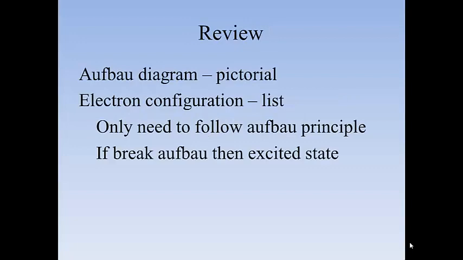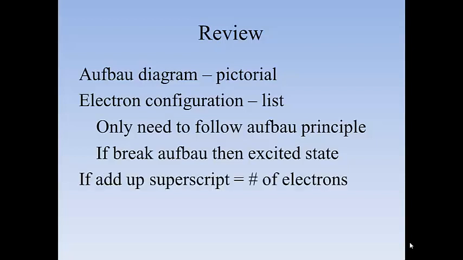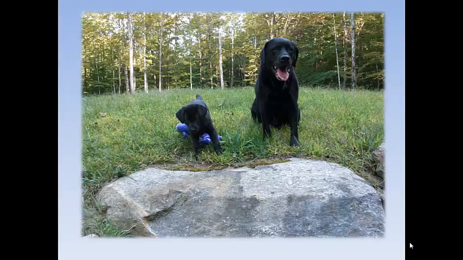So in review, the Aufbau diagram is pictorial. The electron configuration is a list. With the electron configuration, you only need to follow the Aufbau principle. And if you break the Aufbau principle, then you have an atom which is in the excited state. If you add up the superscripts, it better equal the number of electrons you had to place. That does it for where the electrons go.